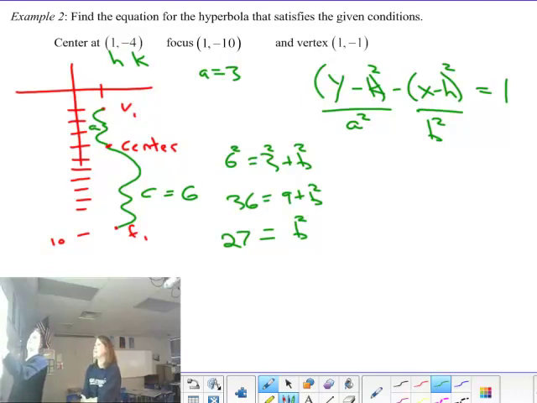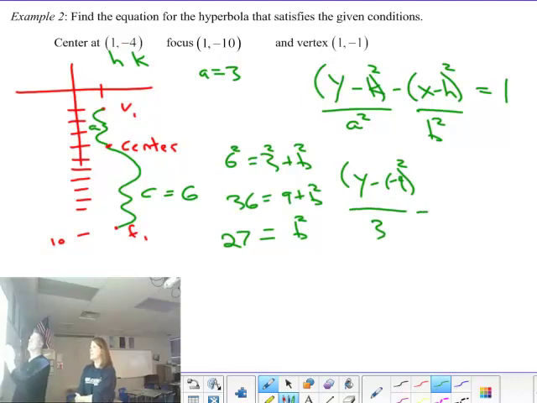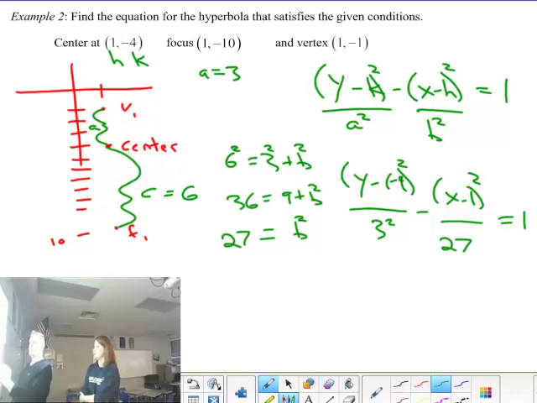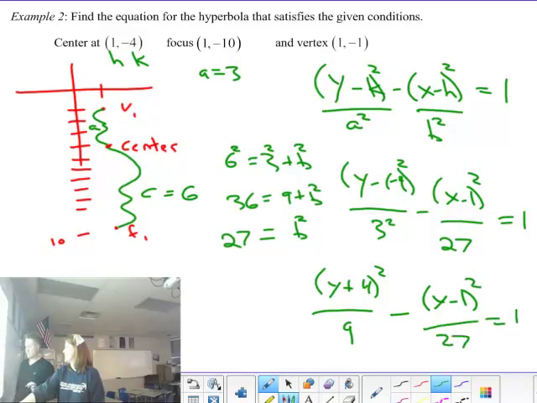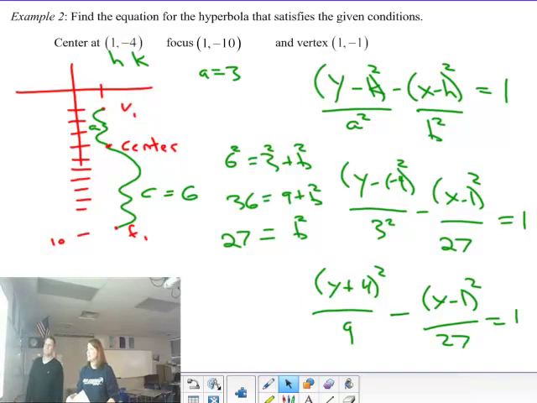All right, so we have y minus -4, squared, over our A value of 3 squared. And then we have x minus h, +1, squared, over 27. We don't need to square it, we already did that. Let's clean everything up: y plus 4 squared over 9, minus x minus 1 squared over 27 equals 1. Perfect. So that's our equation.